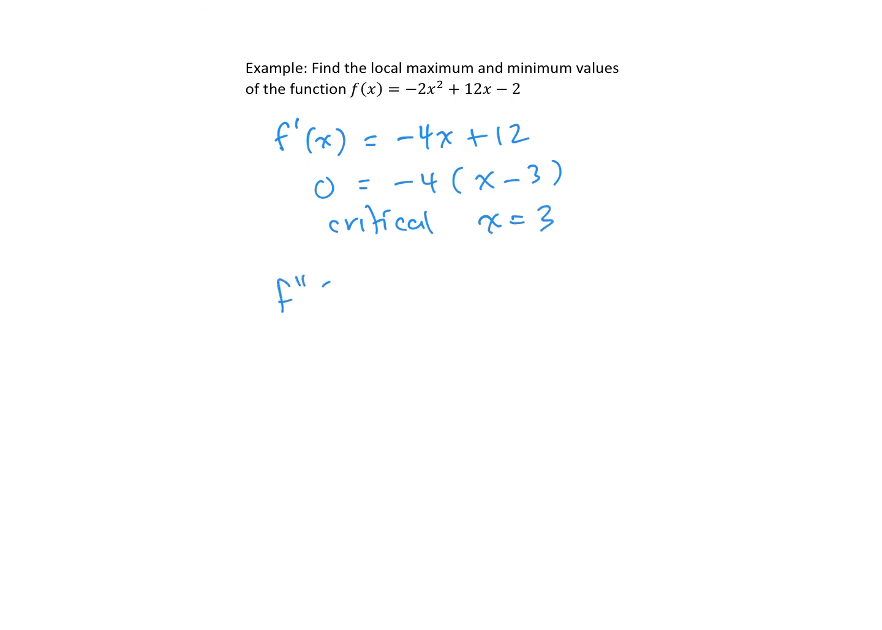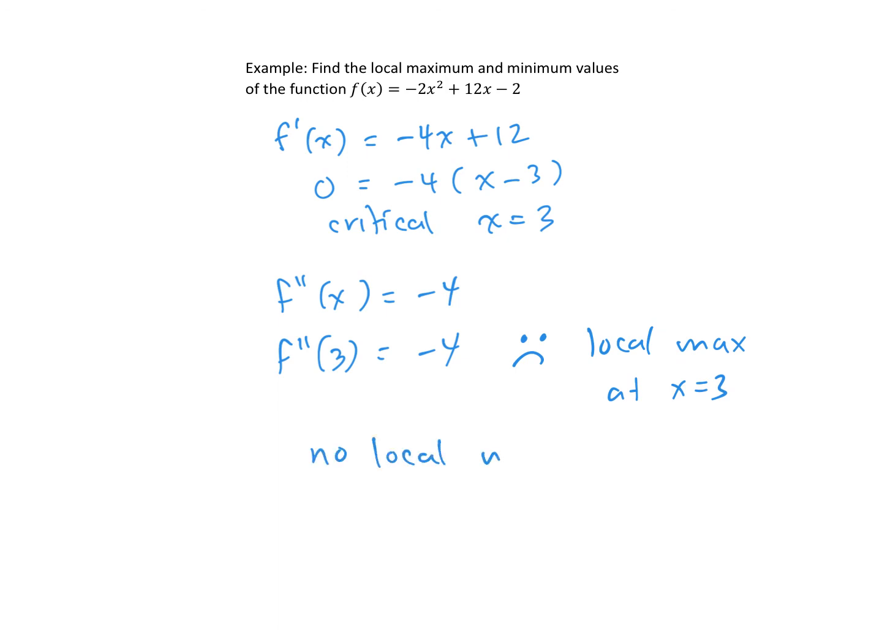So now I'm going to find the second derivative. Second derivative is just a constant negative, so it doesn't matter what number I put in. It's always going to equal -4, which is negative, so frowny face. So that tells me it is a local max at x equals 3, and there is no local min. It's a quick way to determine whether you have a local max or a local min.